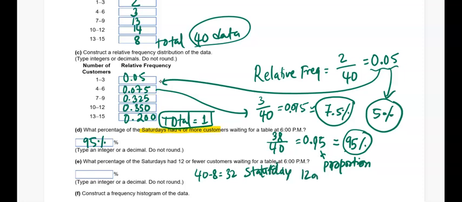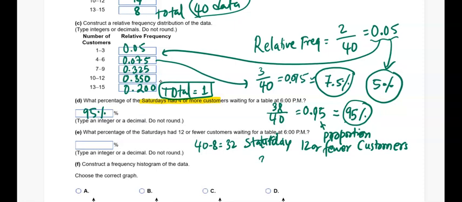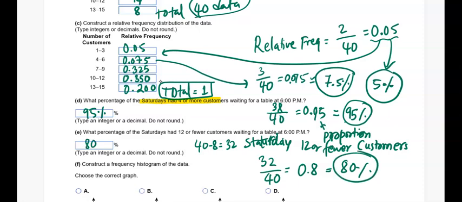12 or fewer customers wait for a table at 6 p.m. So 32 out of 40. If you divide 32 by 40, you get 0.8, which is the same as 80%. So the answer for this E is going to be 80%.